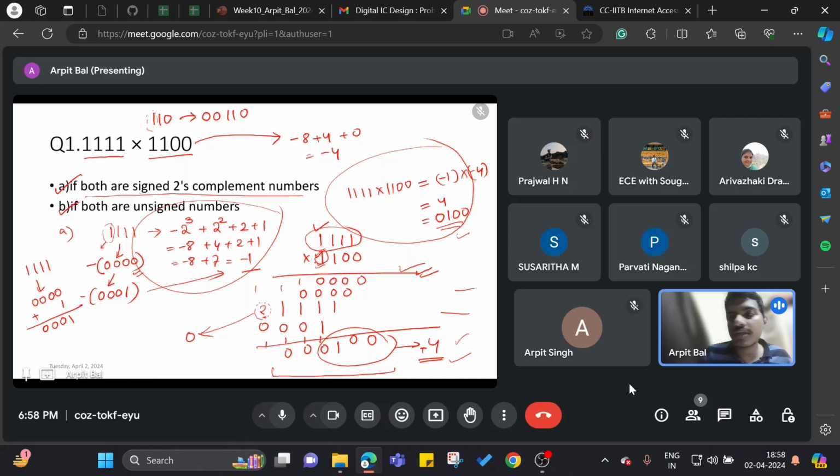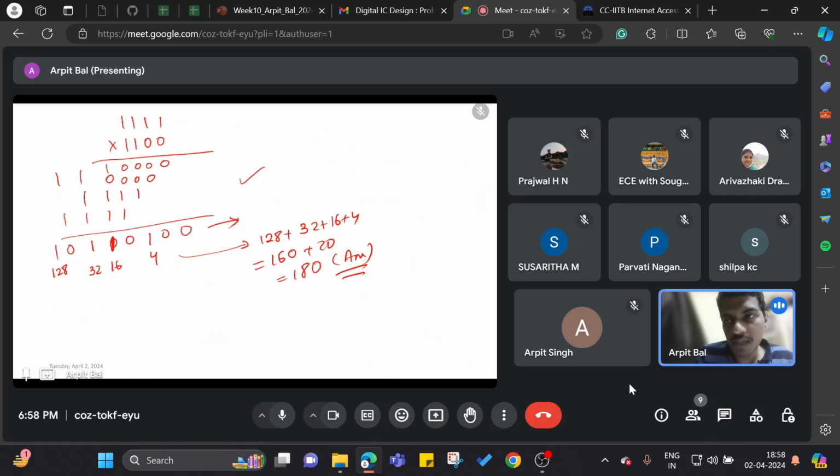The second condition was that if both the numbers are unsigned, then you just simply need to perform the multiplication as you do by generating the partial products without bothering about the sign extension part.